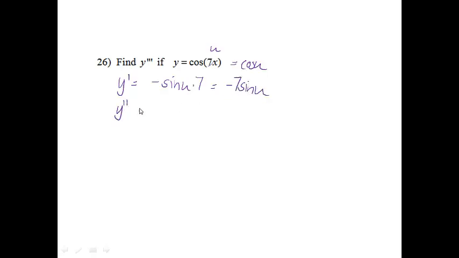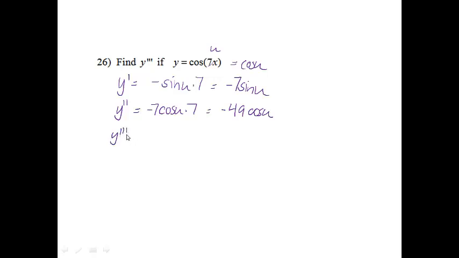Okay, let's keep going here. The second derivative: the derivative of sine is cosine, so this will be negative 7 cosine u. But again, I have to multiply by the derivative of the u, so the derivative of 7x is again 7. So simplifying this answer, it's going to be negative 49 cosine u.